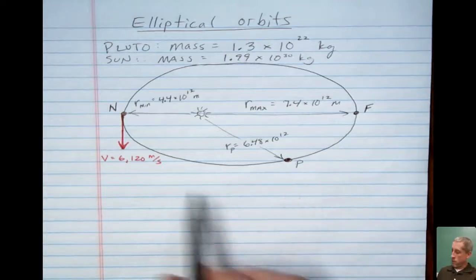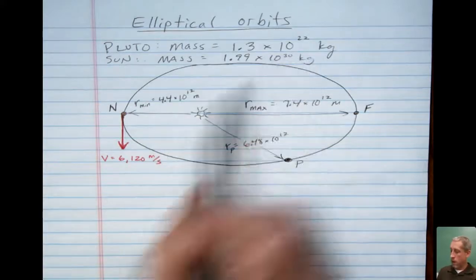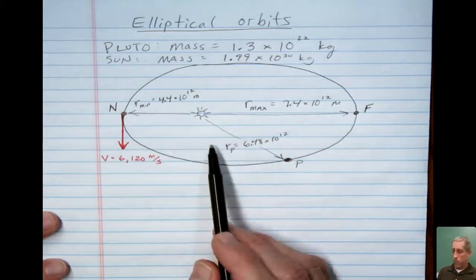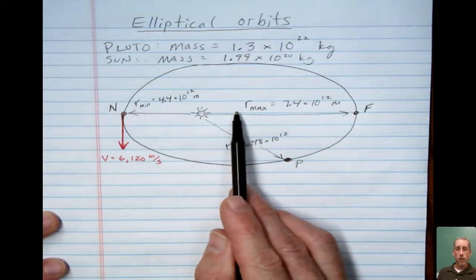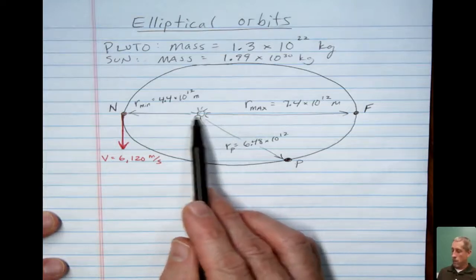So what I've done here is I've just drawn an elliptical orbit. I'm going to imagine that this is Pluto. I actually went online and found a little information about Pluto, so I included here its mass, and I've got its near and far distances from the Sun. Notice here in an elliptical orbit, we do not have the Sun at the center of the orbit. We have it at what's called a focus of the orbit. That's off to one side.